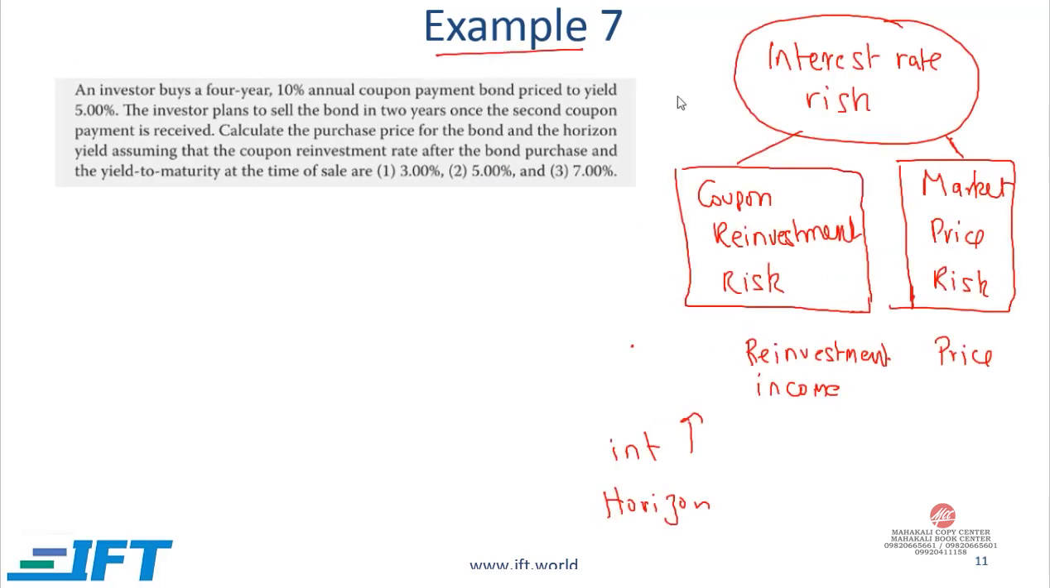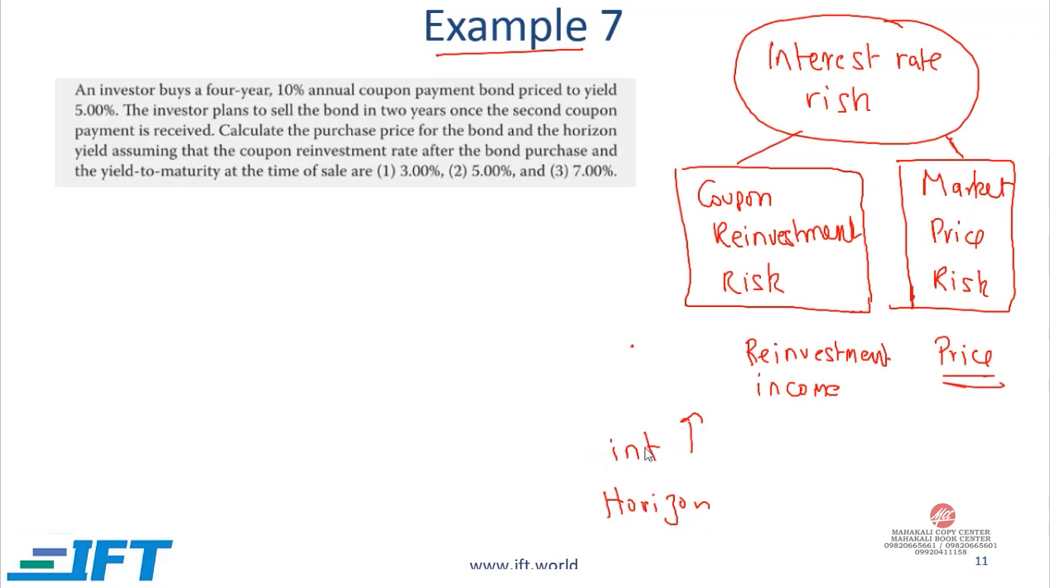Before we talk about example 7, I want to emphasize the main points that we have seen over the last few examples. When we talk about interest rate risk, there are really two components: the coupon reinvestment risk and the market price risk. And these two risks actually offset each other. And here is what I mean. A bond investor has reinvestment income, so this is the income from reinvesting coupon payments. And then the price of the bond, or the capital gain or loss when the bond is eventually sold.